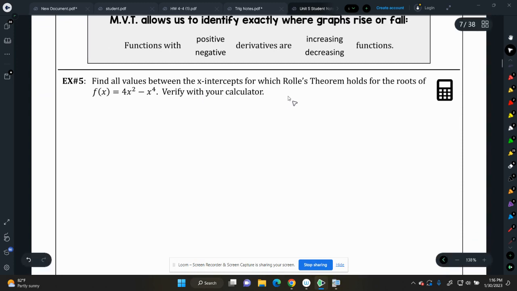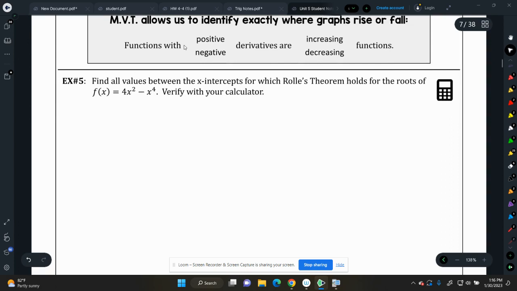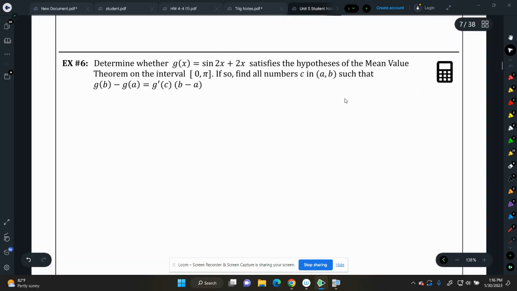Okay, can identify where the graphs rise or fall. The functions with positive derivatives are increasing and the functions with negative derivatives are decreasing. We've talked about this before. Find all values between the x values for which Rolle's theorem holds. Okay, I don't want to do any more Rolle's theorem. Let me go down to the next one, mean value theorem. Determine whether g of x equals sine 2x plus 2x satisfies the hypothesis of the mean value theorem on the interval from 0 to pi. If so, find all numbers such that, okay.